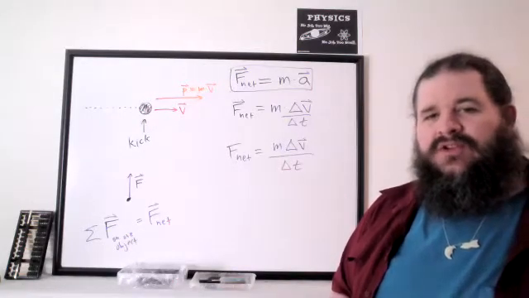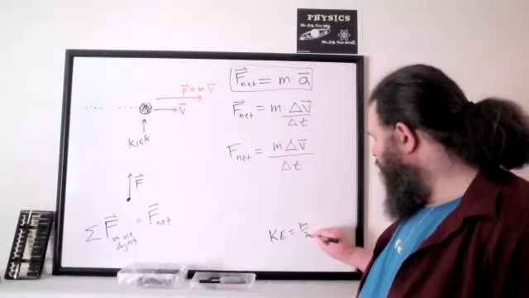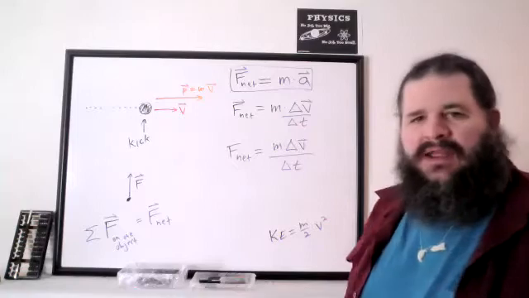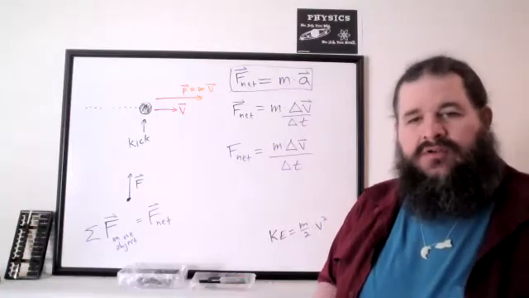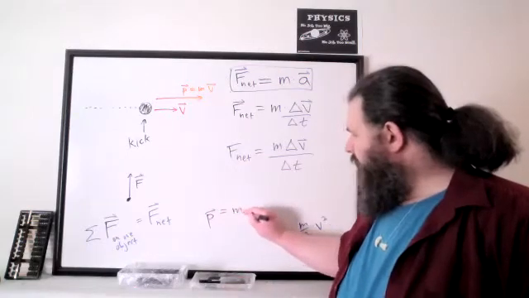Kinetic energy would be if the velocity was squared. Kinetic energy is half the mass times velocity squared. But yeah, this is all about momentum, right? Also known as impulse, yes. Because momentum is defined as mass times velocity.